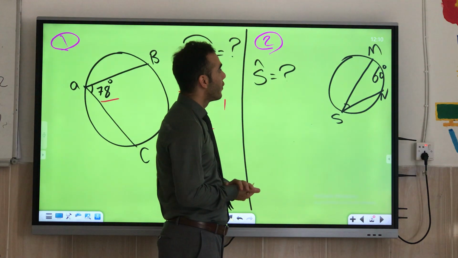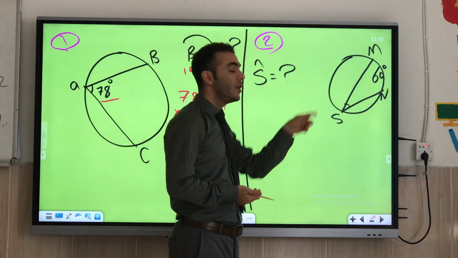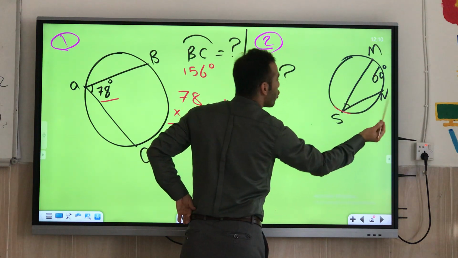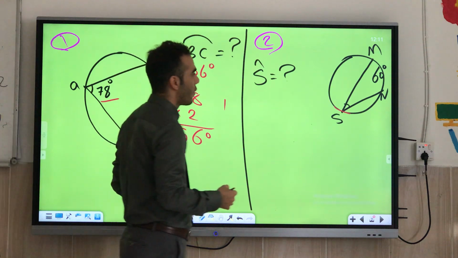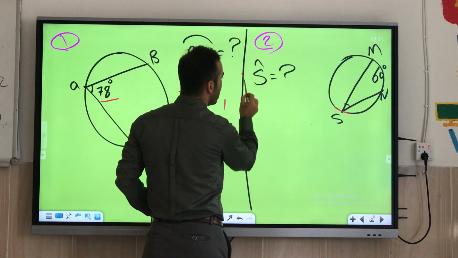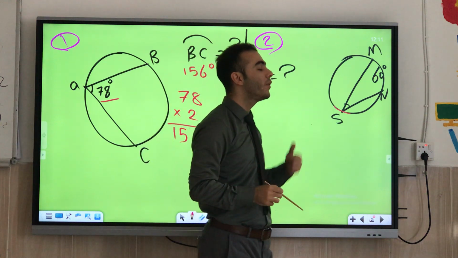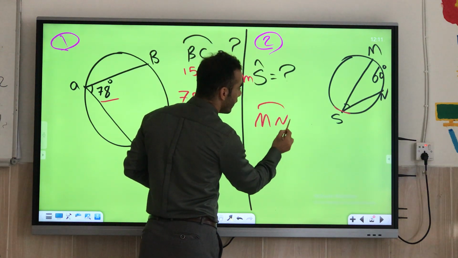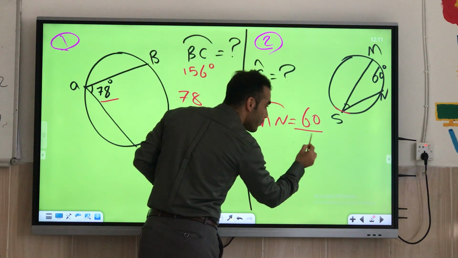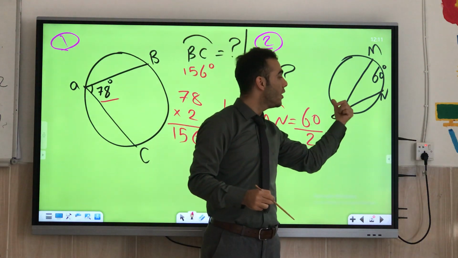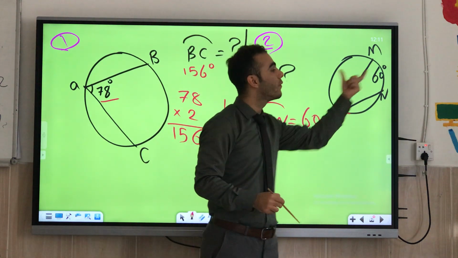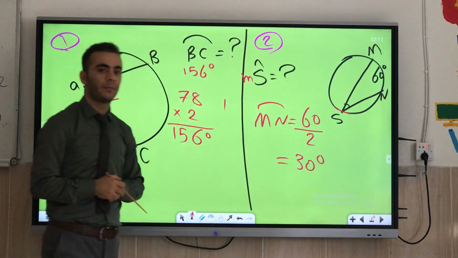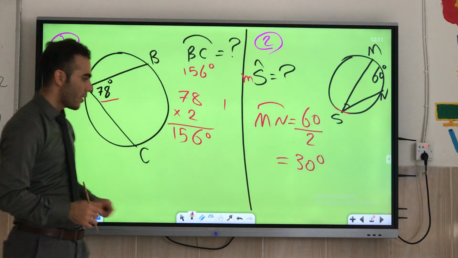Well, here in the next example, which is the second one, again we have an inscribed angle. Why? Because the vertex is on the circle and the sides are chords of the circle. So the measure of angle C is half of the arc. What is the measure of arc MN? The arc MN is equal to 60. So we need to divide it by 2, because we said the measure of an inscribed angle is always equal to half of the arc across from it, which is equal to 30 degrees. That is all about inscribed angle.